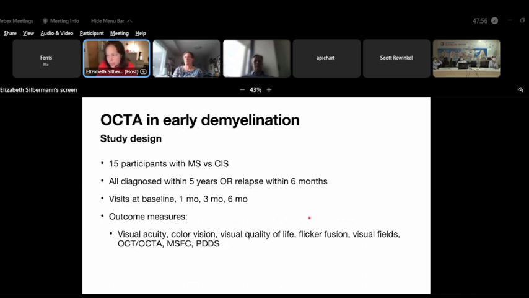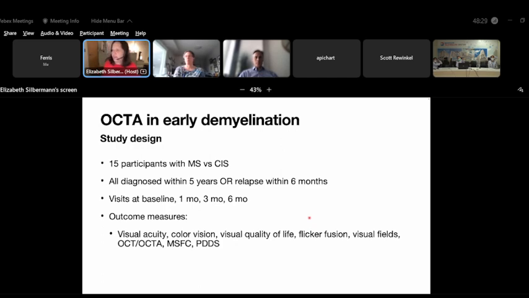So we set up a pretty simple study. We wanted 15 participants with multiple sclerosis or clinically isolated syndrome. So those are people who do not yet quite meet the classification for multiple sclerosis, but have had a demyelinating event. All individuals were diagnosed within 5 years or had relapses within the past 6 months. The idea being we wanted to capture patients who were still in a dynamic phase of their disease and having active changes in both their retinal thinning as well as their vasculature.